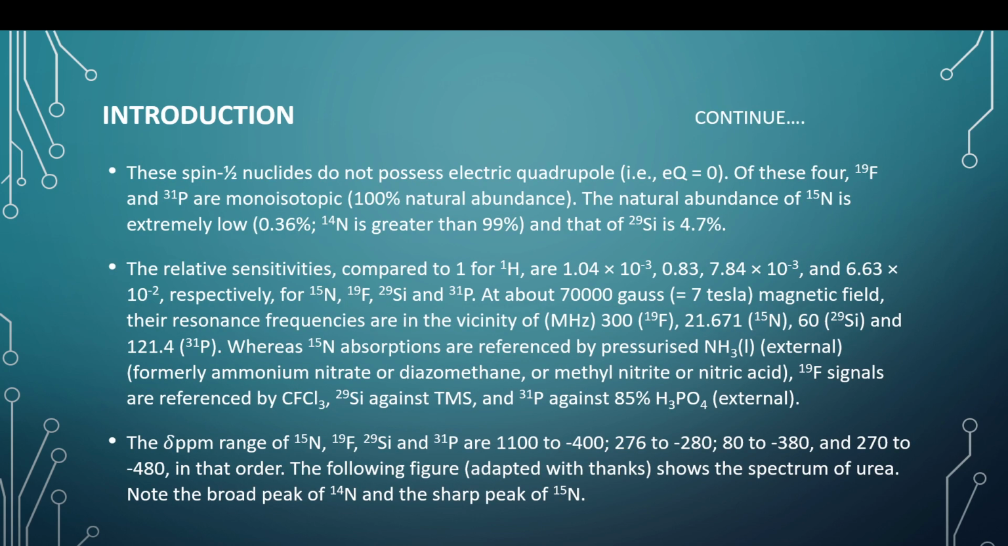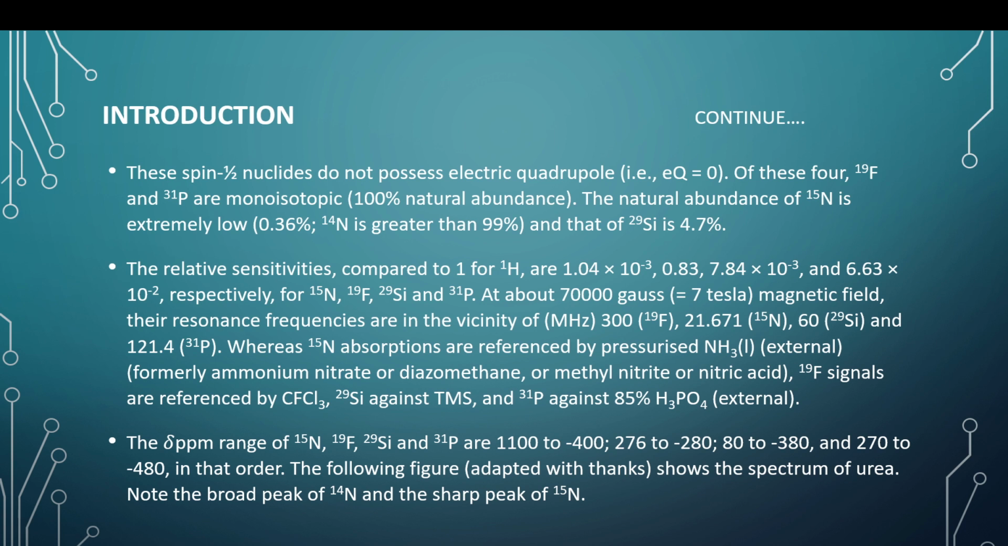Let us proceed with the introduction part. These spin half nuclides do not possess electric quadrupole moment. Of these four, fluorine and phosphorus are monoisotopic, that is 100% natural abundance. The natural abundance of nitrogen-15 is very low, 0.36%, compared to nitrogen-14, which is more than 99%. And that of silicon-29 is 4.7%.